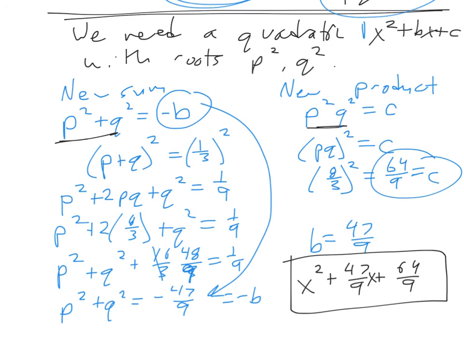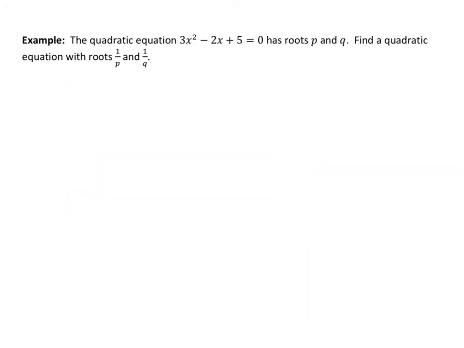But anytime it's asked, there's a way to find it. There's a way to work through it. So I've got one more example now. This time you've got the quadratic 3x squared minus 2x plus 5, and it has these roots. Find a quadratic that has these roots.